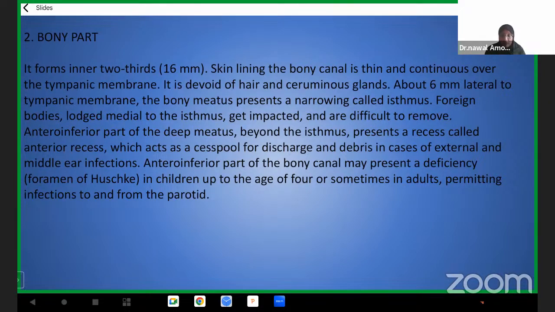This can be present as a deficiency, also known as the foramen of Huschke. It can be present in children up to the age of 4 or sometimes in adults. This permits infections to pass from there into the parotid gland. So remember, the bony part has an anterior recess placed in the anterior inferior part of the deep meatus, and it plays an important role for discharge of debris in cases of external and middle ear infections.